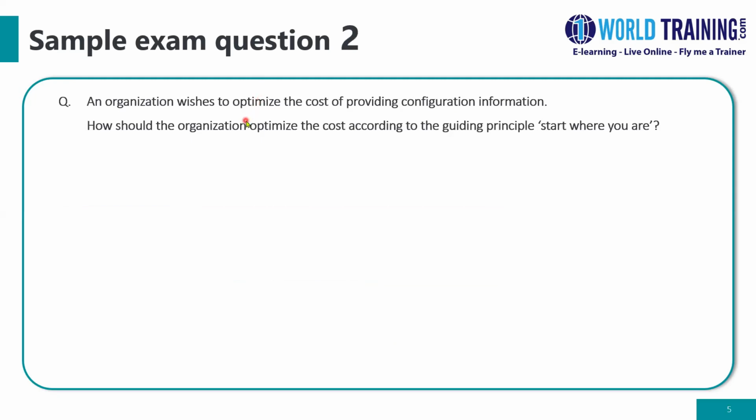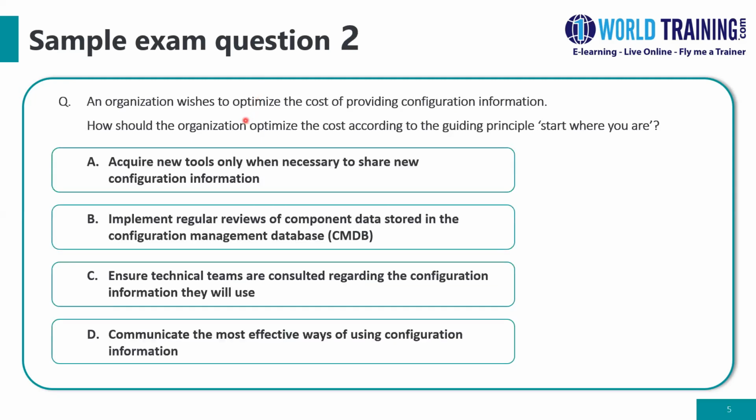We move on to the next question. An organization wishes to optimize the cost of providing configuration information. How should the organization optimize the cost according to the guiding principle, start where you are? A, acquiring new tools only when necessary to share new configuration information. B, implement regular reviews of component data stored in the configuration management database. C, ensure technical teams are consulted regarding the configuration information they will use. Or D, communicate the most effective ways of using configuration information.